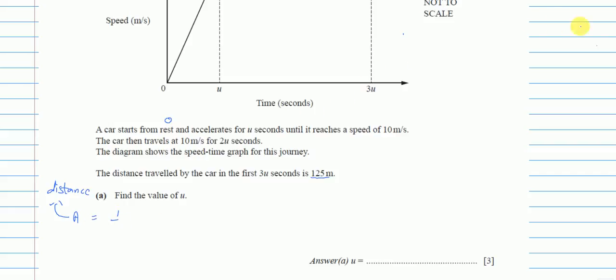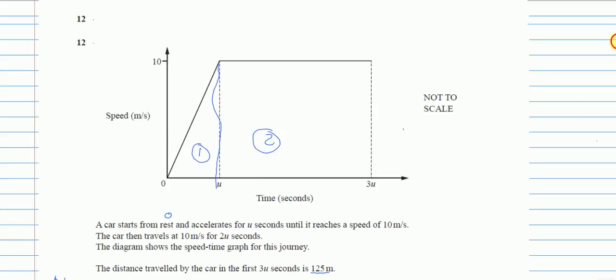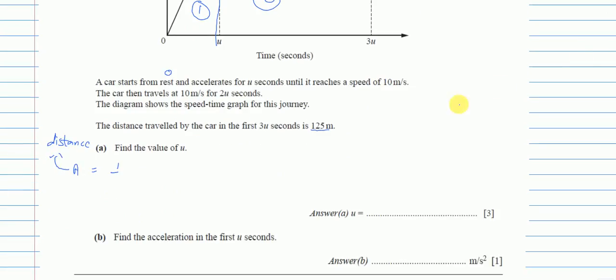I have to show you first. I am dividing this graph into two, even though I could have used the trapezium, because in my last video I showed you how we use a trapezium. So for the first one it is a right angle triangle, so the formula will be half times base times height. The second one is a rectangle, so it will be base times height. The total distance we already know, which is 125.